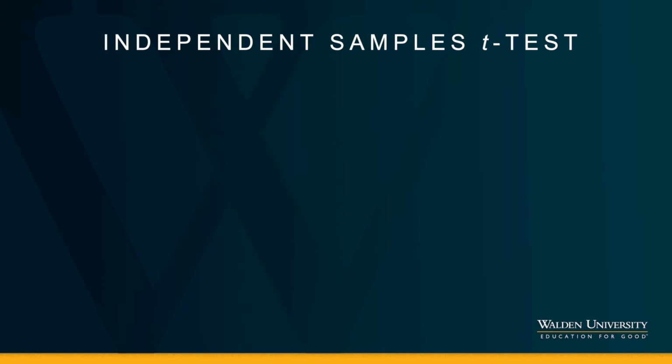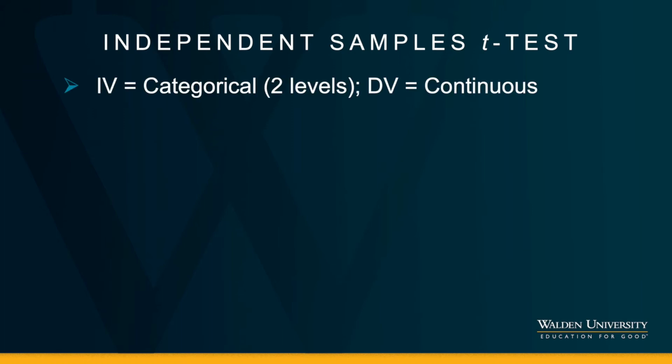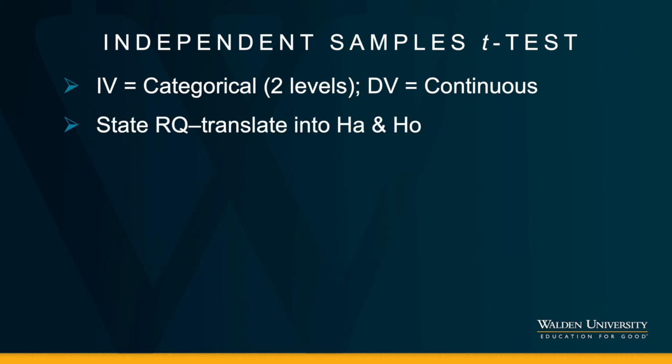But let's look at how we would set up an independent samples t-test analysis. We would need an independent variable with two levels and a dependent variable that is continuous. Now you would be able to use an independent variable that has more than two levels, but you're just flushing out two levels to set it up in SPSS that you will then compare. Of course, we'll have to state our research question and translate that into two hypotheses, and we're going to test the null hypothesis in SPSS.